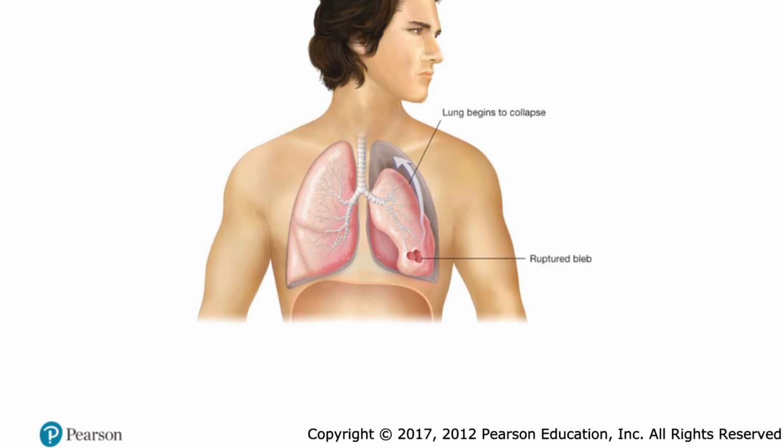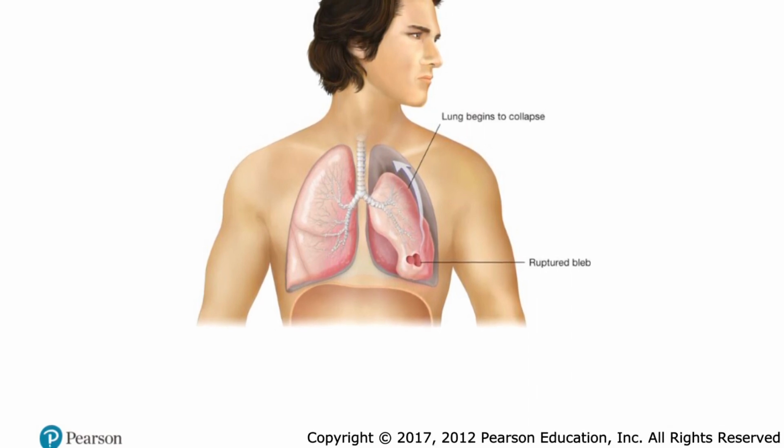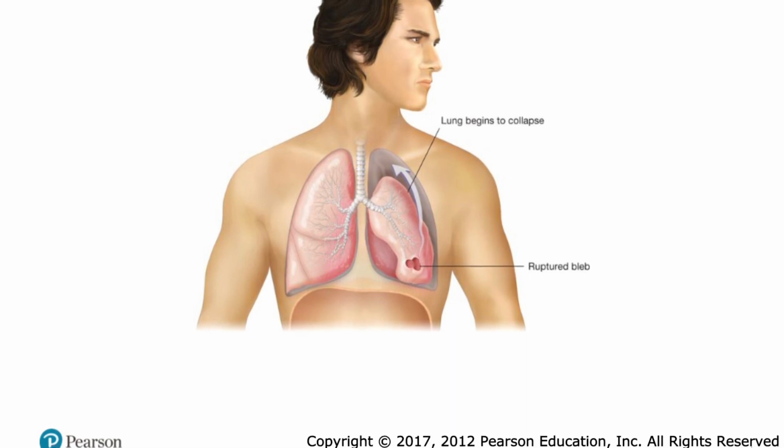A secondary spontaneous pneumothorax occurs in patients with an underlying condition. Patients with emphysema are at risk for secondary spontaneous pneumothorax because of the destruction of the alveoli and formation of blebs, which are large cavities that may rupture and cause pneumothorax.